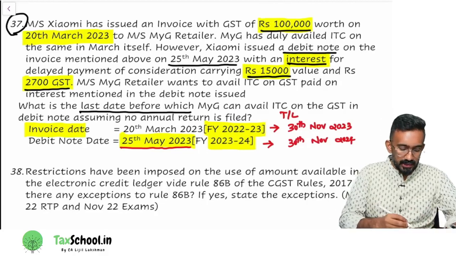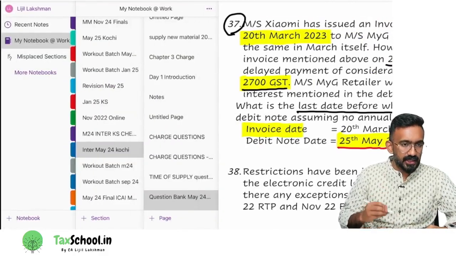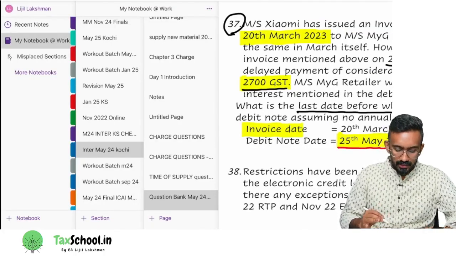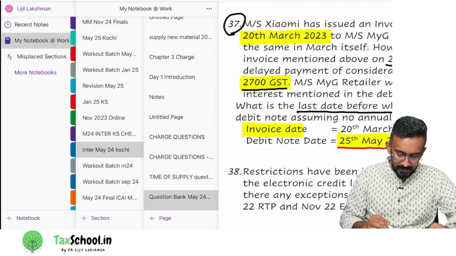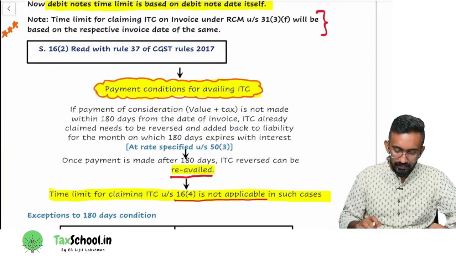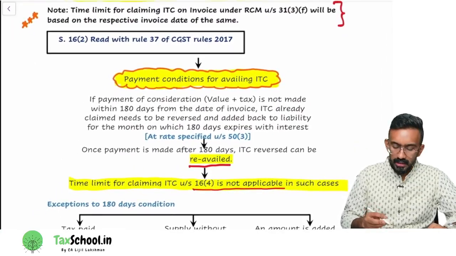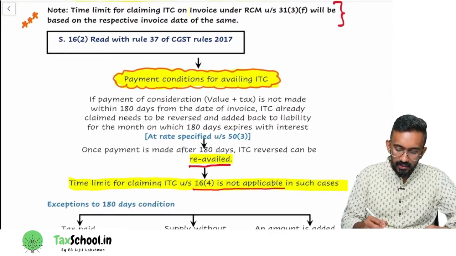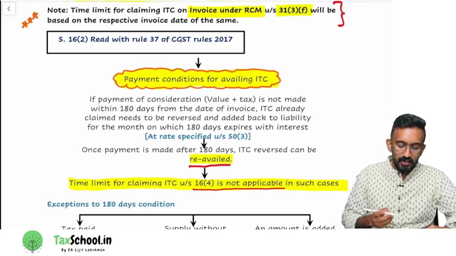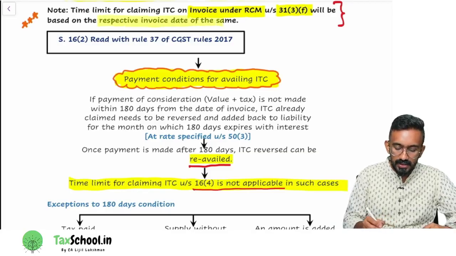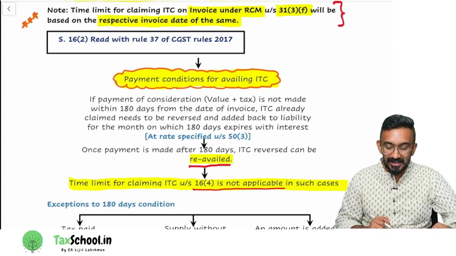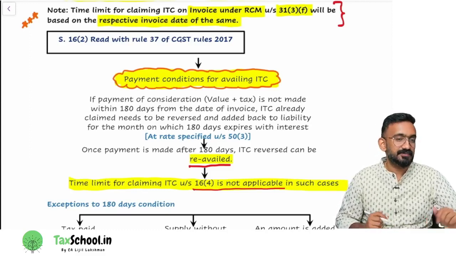Okay. Now let's slowly look at one clarificatory circular that we have, which is also slightly tricky to understand if you don't know the document structure in GST. Let me read that for you first. I've highlighted it here. Time limit for claiming ITC on invoice under RCM under section 31(3)(f) will be based on the respective invoice date of the same. To understand this wording, you should understand what is a 31(3)(f) invoice under RCM.